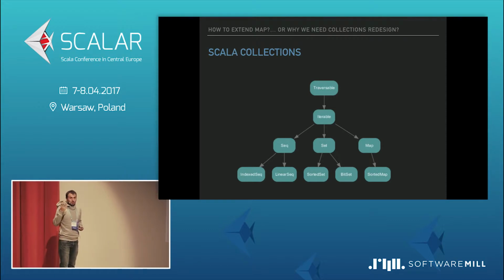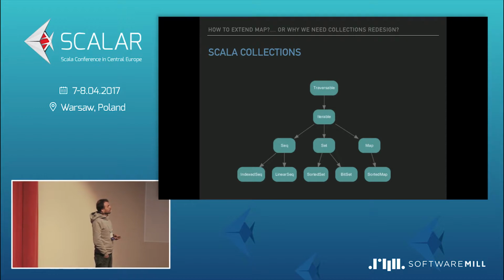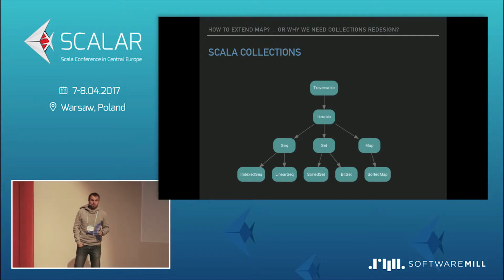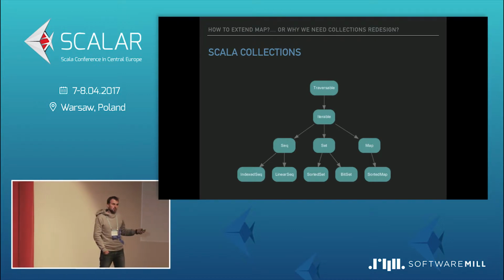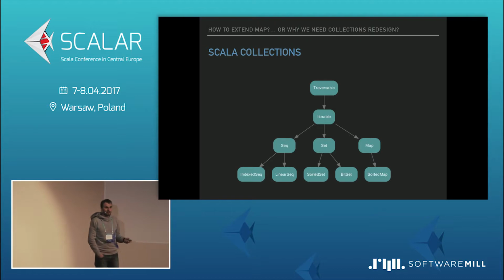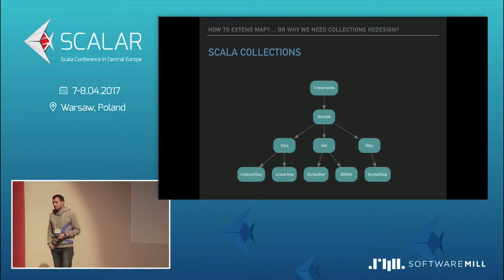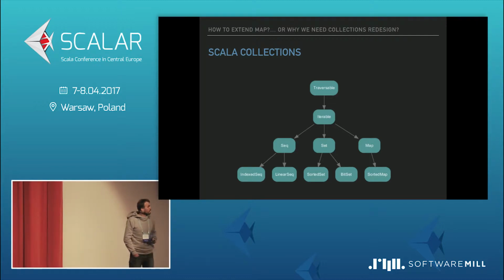Okay, but what are the collections? We need to recap what the collections are. We actually have a Traversable trait on top of collections. Traversable is basically everything that has a foreach method. Then we have an Iterable trait. Iterable is anything that can give you an iterator. And there is Seq, Set, and Map. And in this talk, we are mostly interested in Map.